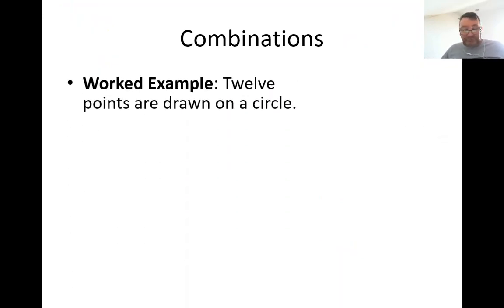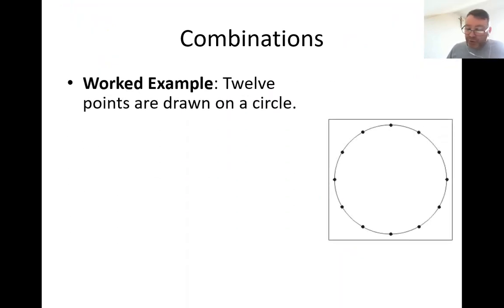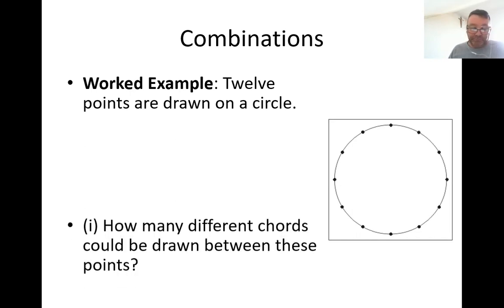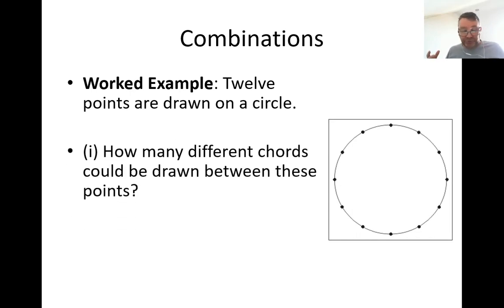Okay, so worked example. 12 points are drawn on a circle. Question 1. How many different chords could be drawn between these points? Now, you have to understand what a chord is. A chord is a line that joins any 2 points on the circumference of a circle without going through the middle. Because if it went through the middle, it would be a diameter.